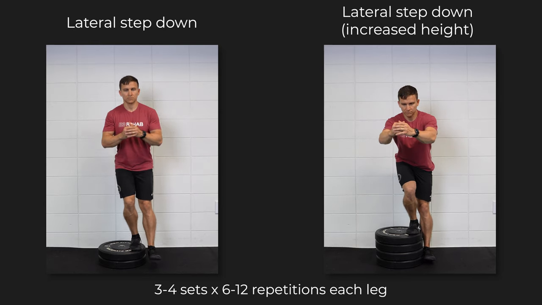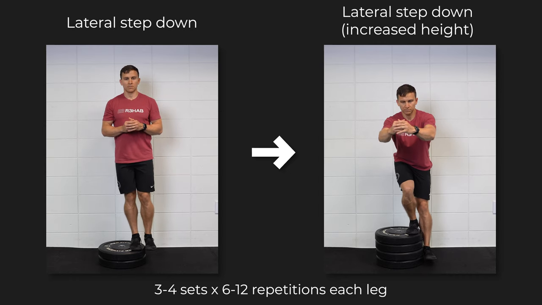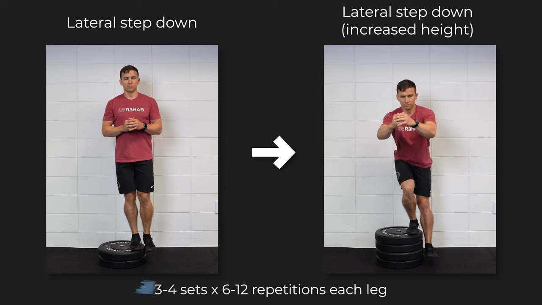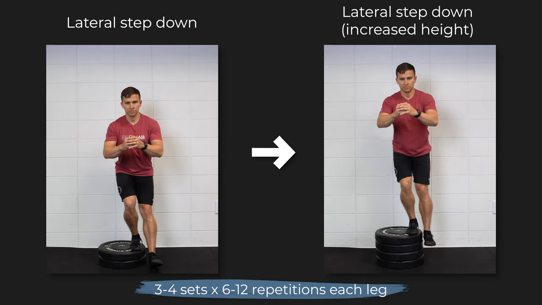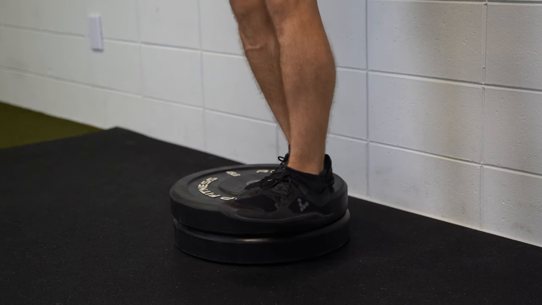For the lateral step down, start with a small step and progress the height over time. You want to keep your trunk fairly upright and let your knee travel as far over your toes as possible. Aim for 3 to 4 sets of 6 to 12 repetitions. You do not want to stand on an unstable surface for these exercises.